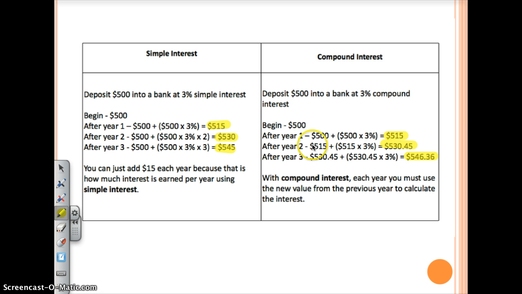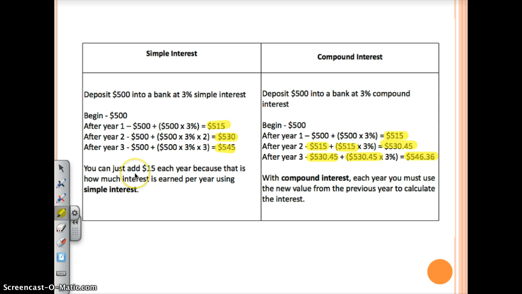In compound interest, it changes. Instead of taking 500 and adding it on to the interest every time, we get to take the interest off of what the amount was previously. So since year one gave us $515 total, that's the amount we get to add to, and that's the amount we get to multiply 3% of. So that increases each year. In year three, we've increased again, so we would now multiply our new total times 3% and add that to our total from the previous year.